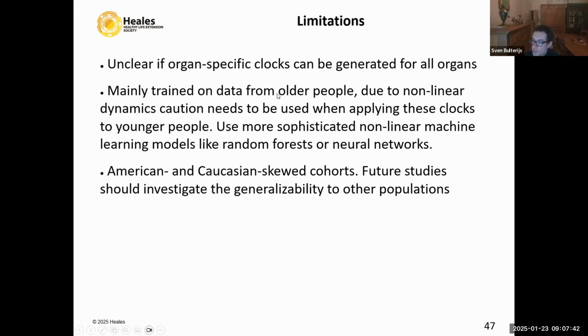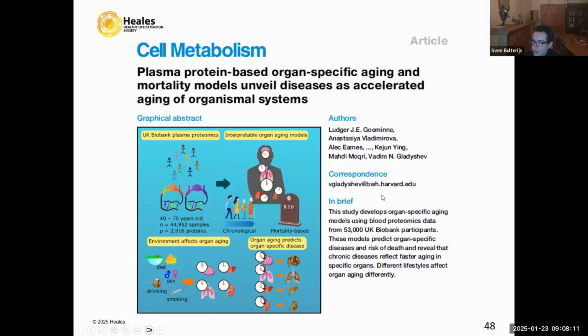The clocks were mainly trained on data from older people, and because proteins don't change linearly with age, it is possible that these clocks might not apply very well to young people, and that's why we should also be looking at non-linear models to make such clocks. And there is a lot of American and Caucasian skewing in these cohorts, so we need to look at other populations.